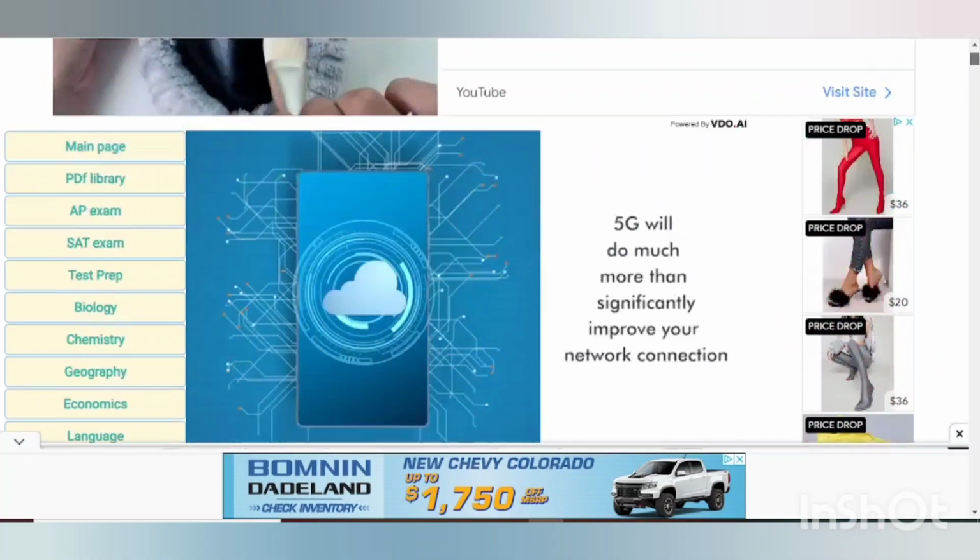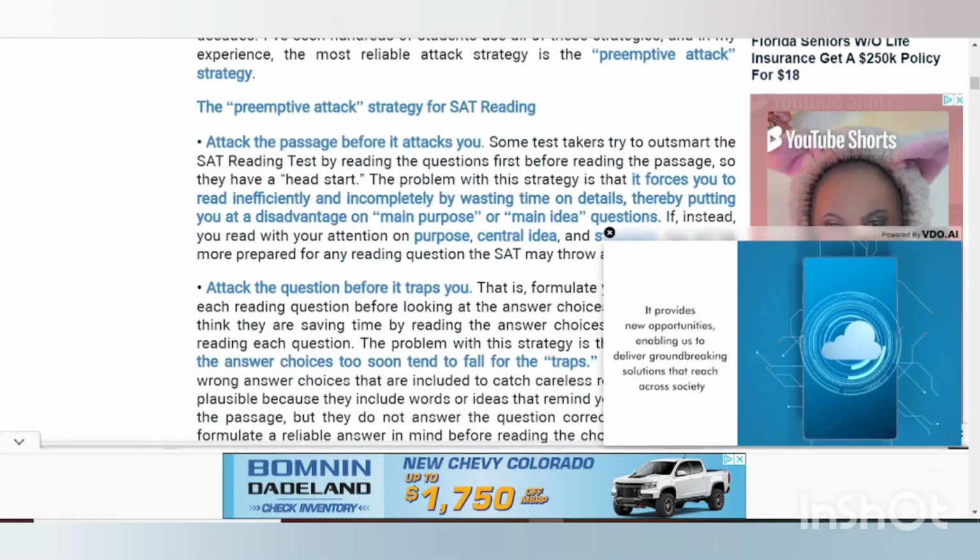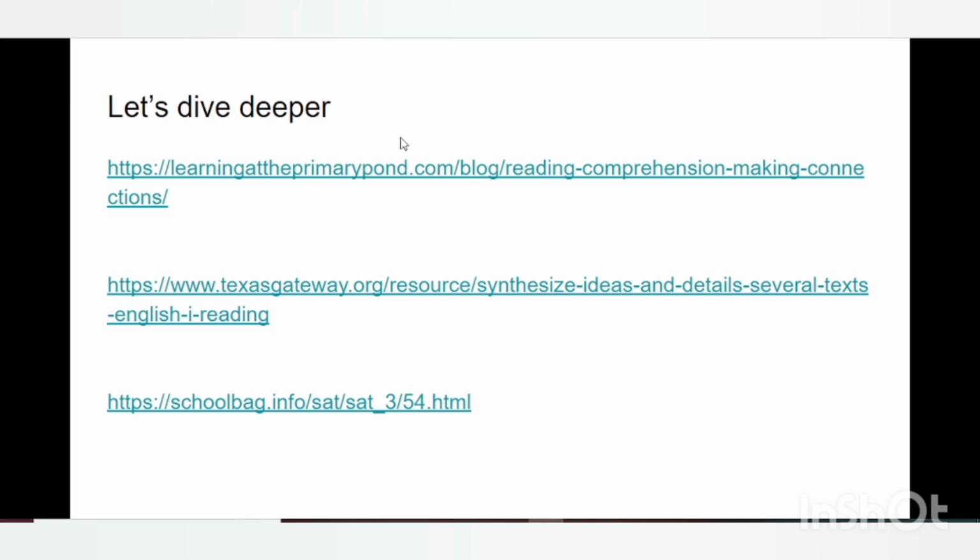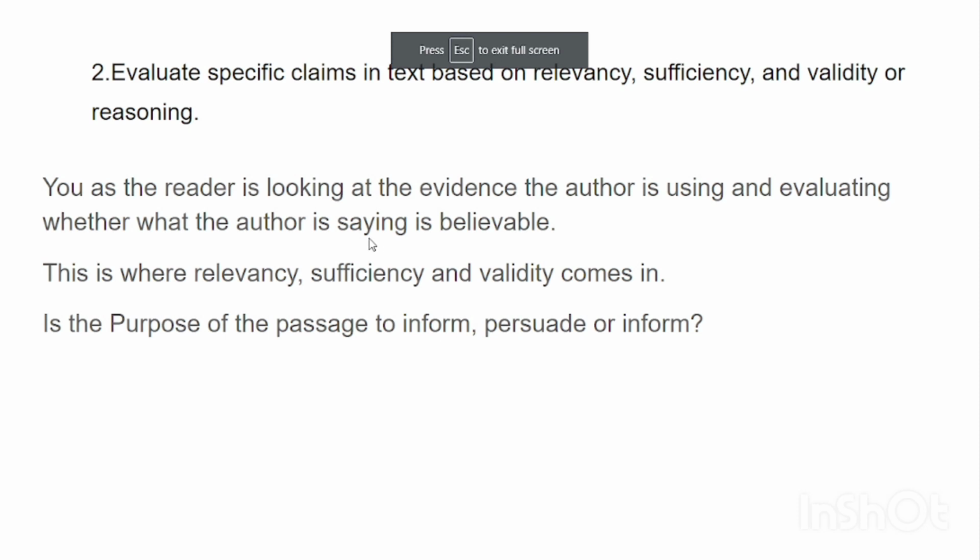So next we are going to move on to competency 2. So competency 2 says evaluate specific claims in the text based on relevancy, sufficiency, and validity of reasoning, right? So you are evaluating specific claims in text based on relevancy, sufficiency, and validity.